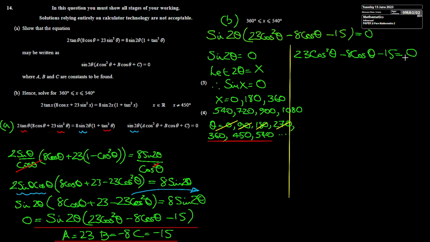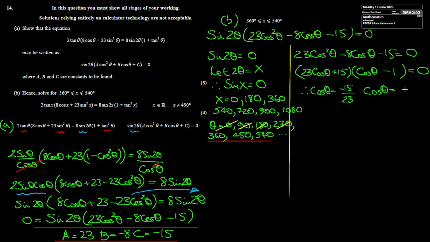Now let's go on to the quadratic. And this quadratic actually factorizes. And you get this. So therefore I can say cos theta equals negative 15 over 23, and cos theta equals 1. So if we look this value up on our calculator, we get that theta is equal to 130.70 degrees.